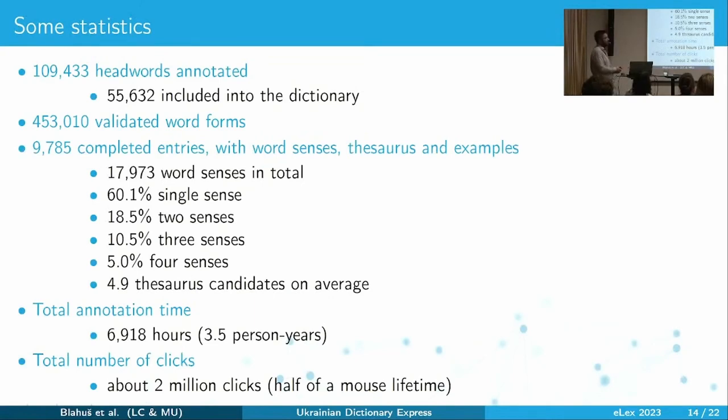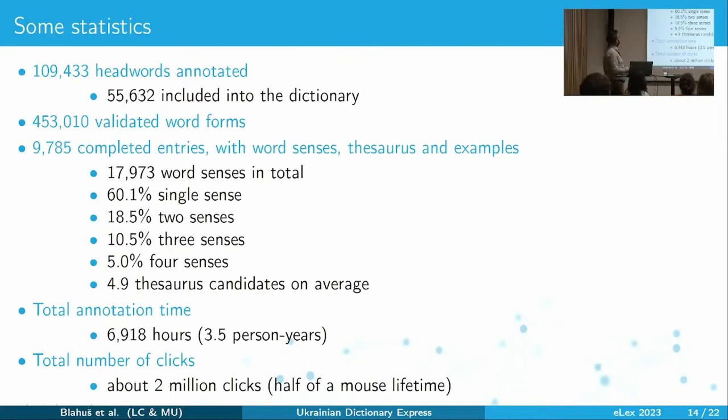Some statistics of the process and of the dictionary. We annotated in total something like 110,000 head words. Of them, 55,000 were included into the dictionary. You may think this is quite a low number. It is. That's because the tagger made quite a lot of false homonymy, so false inter part of speech homonymy. It assigned many parts of speech to just one correct lemma, which is quite unusual in Slavic languages, and we later corrected that.